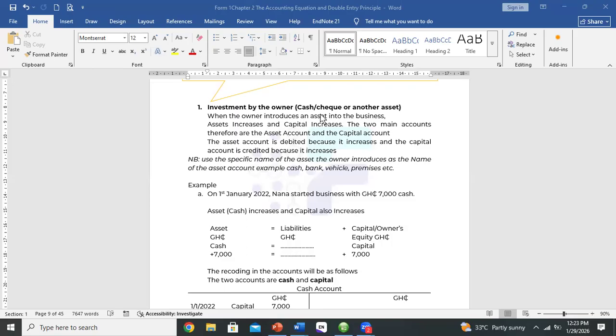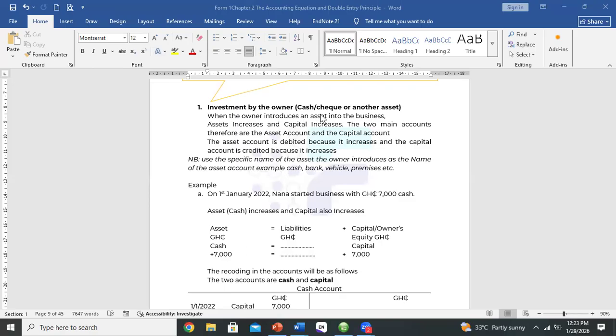So if you have an Indomie shop, you are the owner, and you make investment in that shop, the shop will acknowledge that you are giving it something. And that is capital. But then the business will also say that capital that you gave is in the form of cash, or a building, or a vehicle. That's why we have the two accounts playing out here. So here we have the capital, which is representing what the owner is investing, and the asset, which is representing the particular investment or resource the owner is giving.